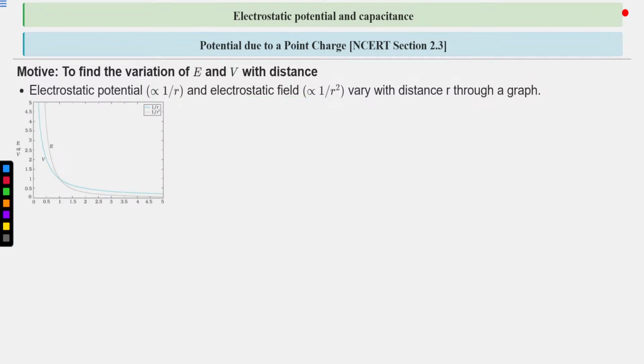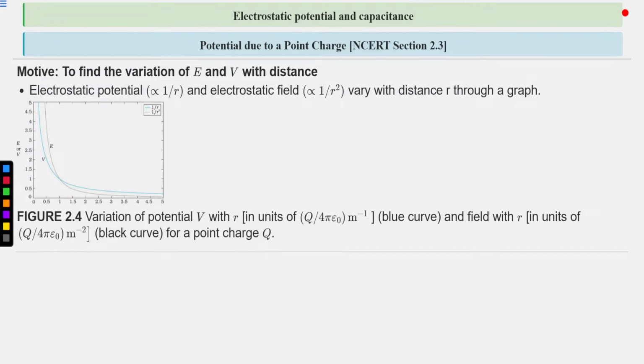So this is the graph of these two quantities. The electric field decreases as the distance increases, and the potential also decreases as the distance increases. This is a figure showing the variation of potential V with r, which is the blue curve, and the field with r, which is the black curve, for a point charge Q.